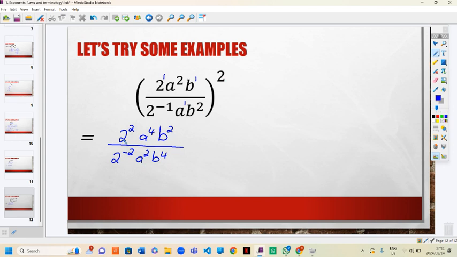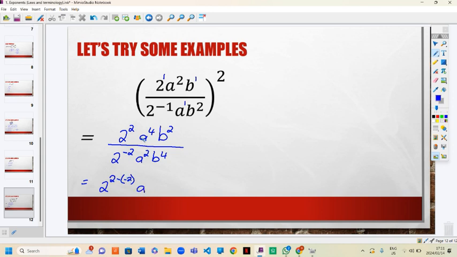Now I see I've got same bases everywhere. What do I do when I've got same bases and I'm busy dividing? I minus my exponents. So let's see here. I've got 2, and I've got top minus the bottom. So I've got top minus, now careful here, minus 2. So 2 minus negative 2.